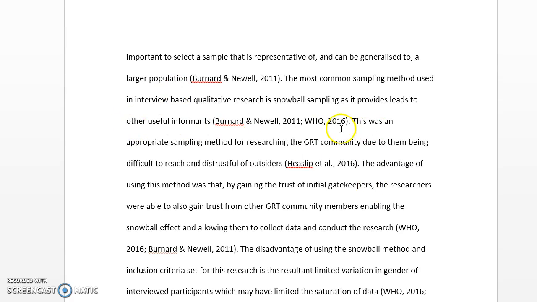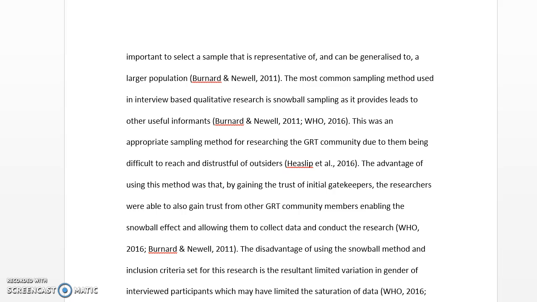Okay, so she's then saying most common in interview-based research is snowball sampling, as it leads to other useful informants. And snowball sampling means that you interview somebody and you say, do you know anyone else who might be in the same situation that I could talk to? And they sort of introduce you to that person. So she goes on to talk about this.